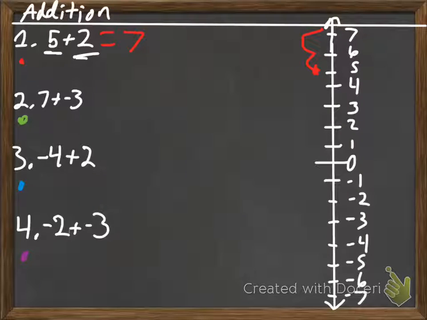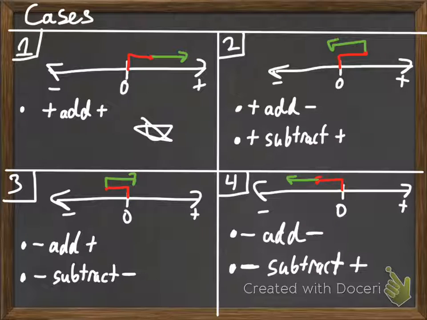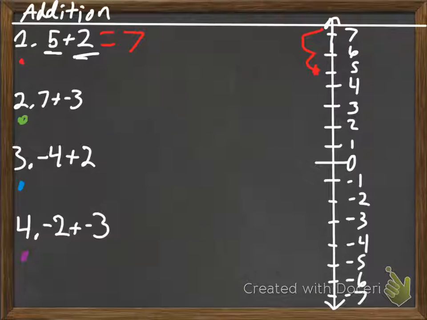Number 2, it says 7 plus negative 3. So, if we go back here, it's 7 plus negative 3. So we're adding a negative, so that's this case here. So we're going to start as a positive and then we're going to get smaller. So 7 is here, and we're adding negative 3, so we're getting smaller. So 1, 2, 3, and that's 4. So we get a 4.